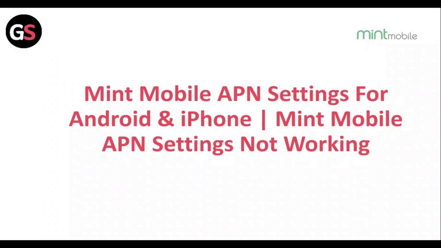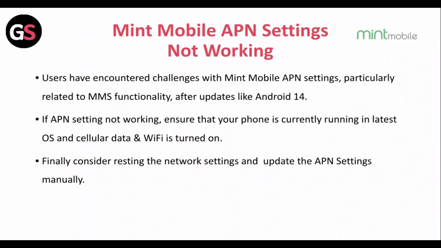Mint Mobile APN settings not working. Users have encountered challenges with Mint Mobile APN settings, particularly related to MMS functionality after updates like Android 14. If APN settings are not working, ensure that your phone is currently running the latest OS and that cellular data and Wi-Fi are turned on. Finally, consider resetting the network settings and update the APN settings manually.